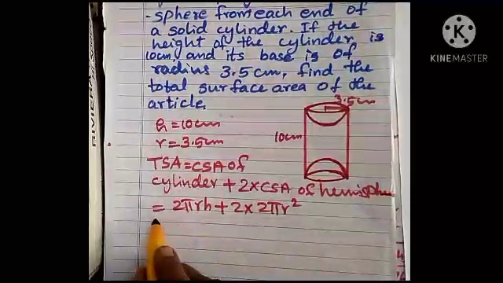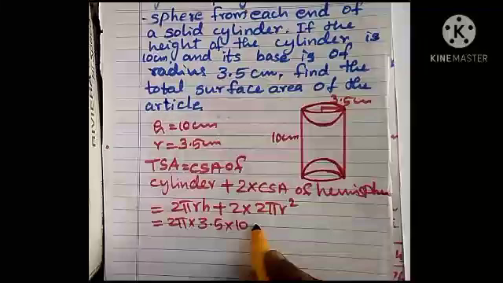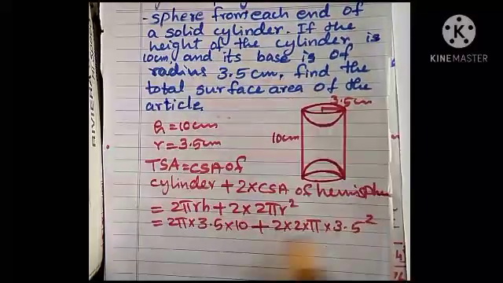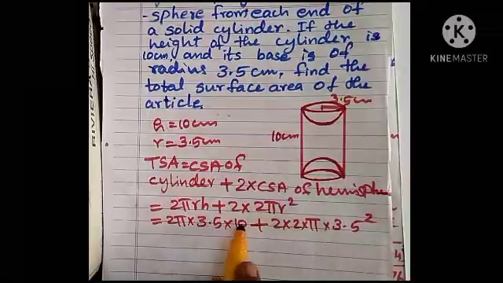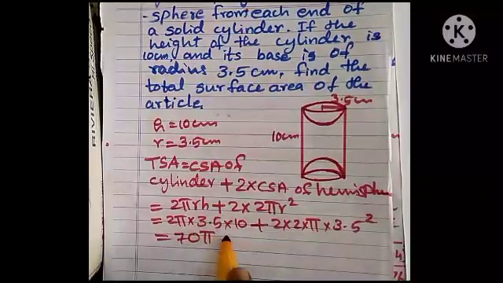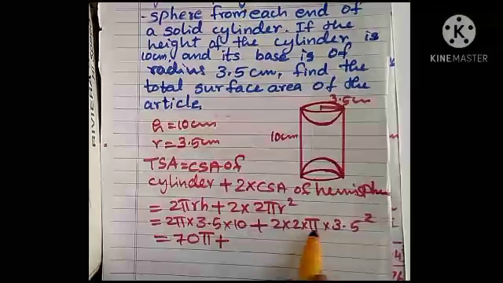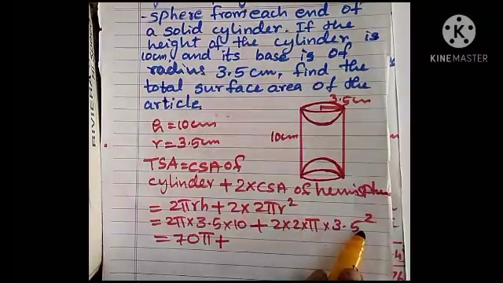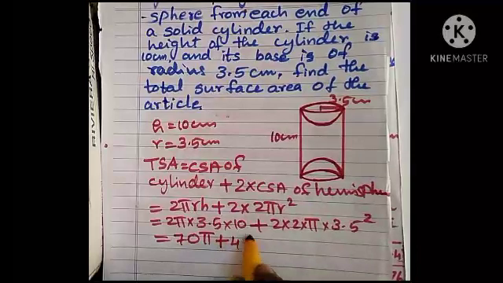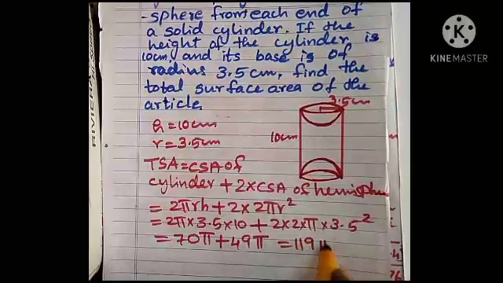Now we can substitute the values. 2 pi into radius 3.5 into height 10, that is given, plus 2 into pi r square. R square means 3.5 square. Understand? Then 3.5 into 10 is 35. 35 into 2 is 70. Therefore 70 pi plus 2 into 2, that is 4, then 3.5 into 3.5. So we can multiply that very easily. 2 into 3.5, then next to 2 into 3.5. What is 2 into 3.5? It is 7. So the next one also will give 7. 7 into 7 means 49 pi. So 70 pi plus 49 pi. What is that? It is 119 pi.